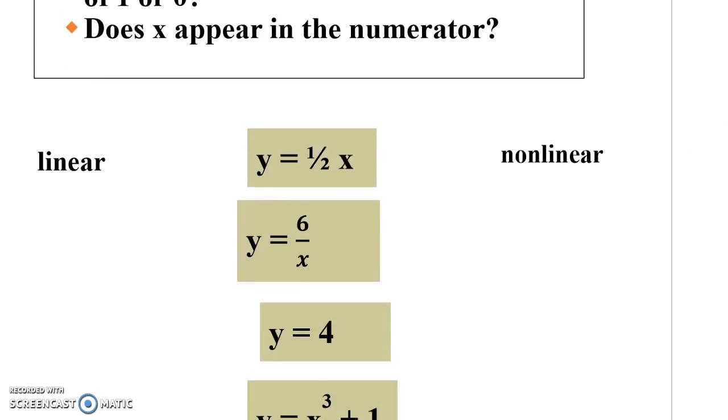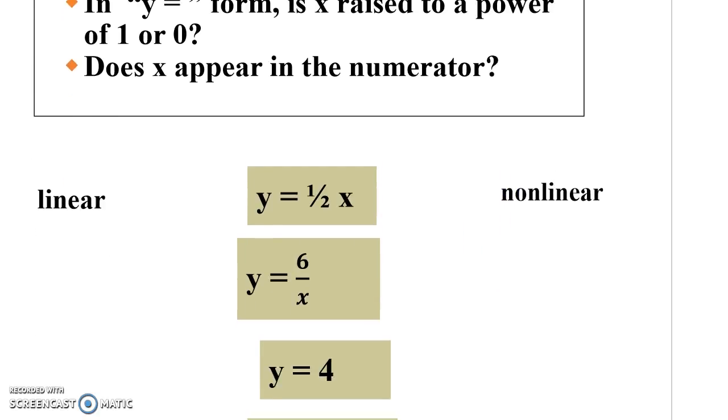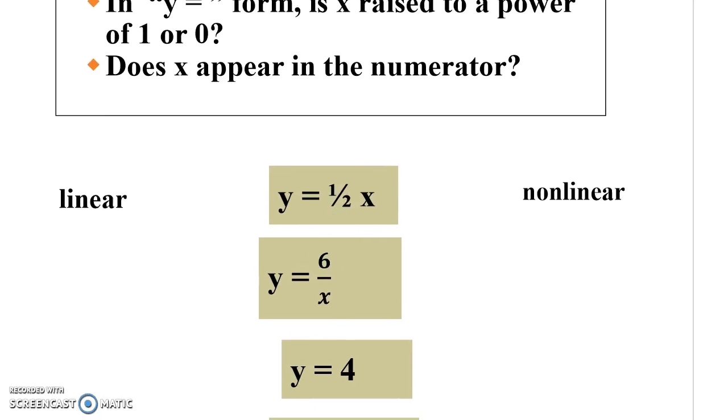The first one is y equals 1/2 x. Now, as we saw before, when it's x to the first power, that's good. We have it in y equals format, so that's good. Now what about this half? That's our coefficient in front. We're not concerned about that. And x is in the numerator. So this y equals 1/2 x is linear.